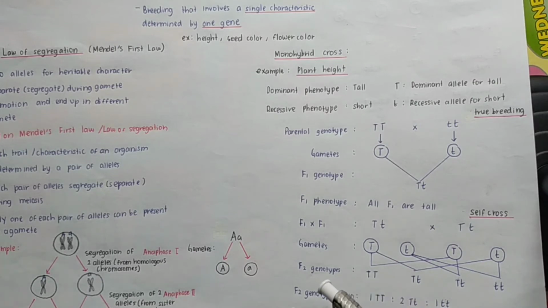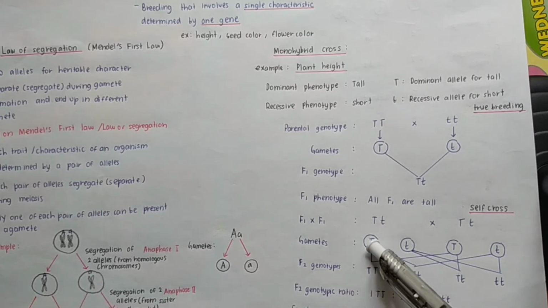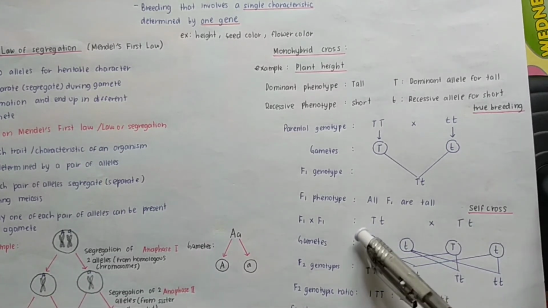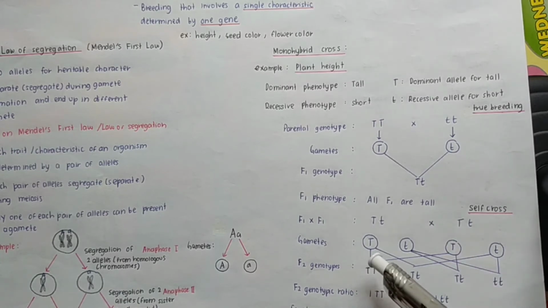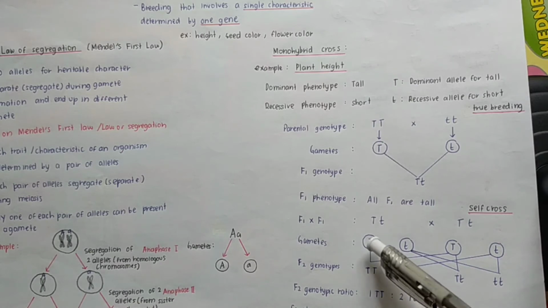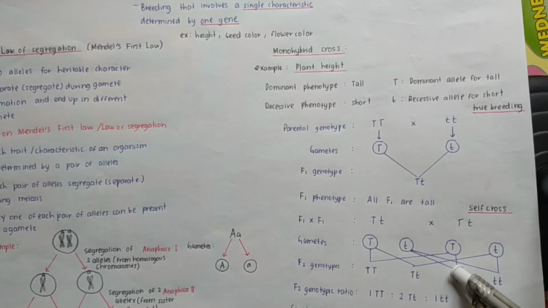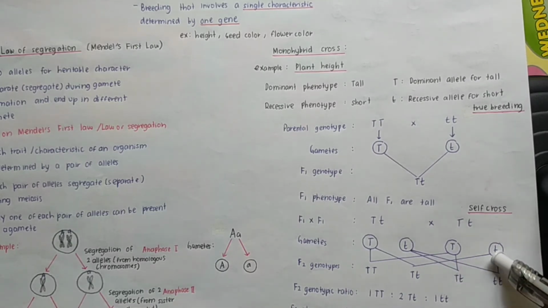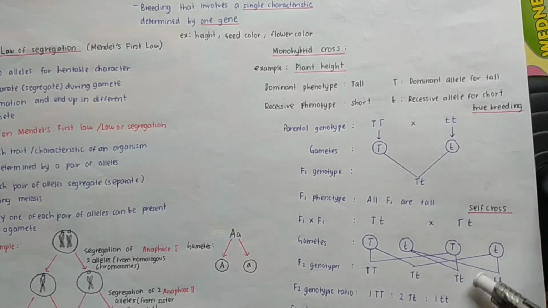So, when you do the crossing to get the F2 generation, the genotypes of F2 will be, okay, you just cross capital T with capital T. So you will get homozygous dominant, capital T, capital T. And then for the next one, capital T, small t. So you will get heterozygous. Okay, and then for the third one, small t, capital T. So write capital T first, because capital T is the dominant allele. So it will also be heterozygous. And the last one, small t, small t. So this one is homozygous recessive.